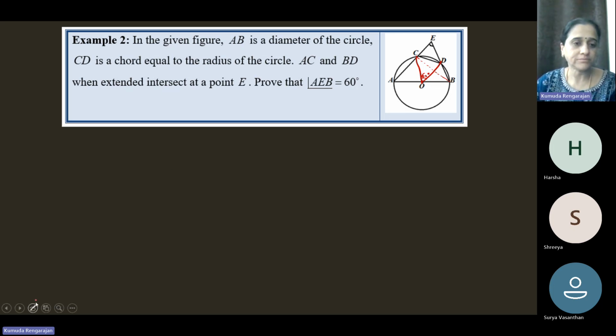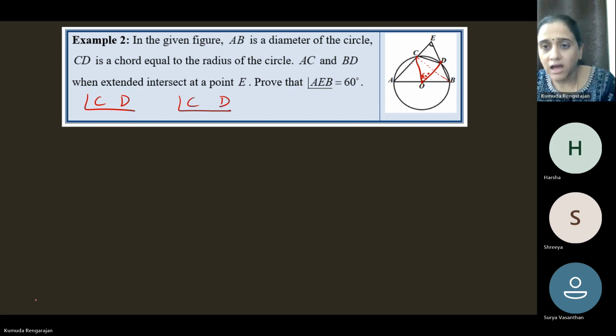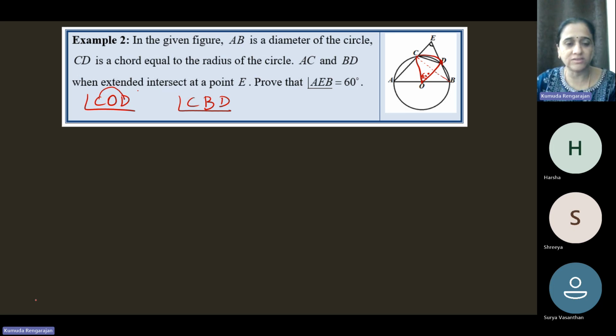Now, arc CD makes angle COD at the center. The same arc CD makes CBD on the circumference. Can you see the two angles, COD and CBD? COD is at the center O and CBD is at the point B on the circumference, but both are made by the same arc CD.